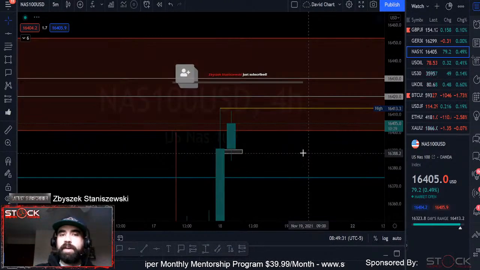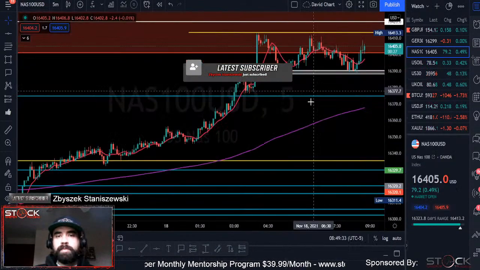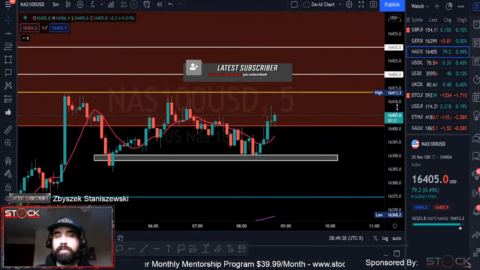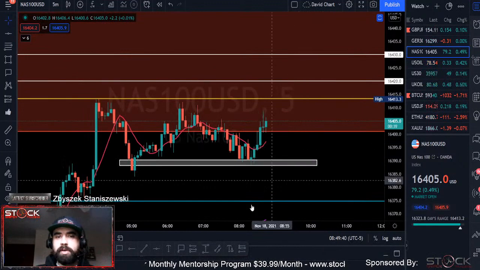So let's now break it down to the 5-minute. This is what I wanted to see. Just some key areas that if we break to, we have some potential opportunities here.